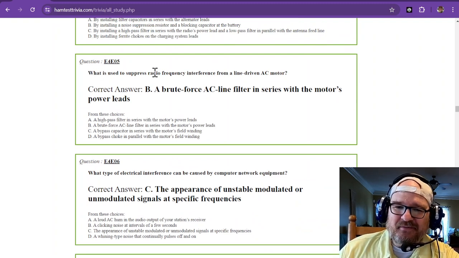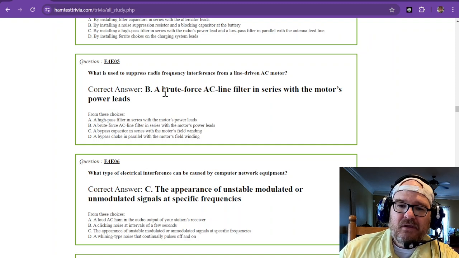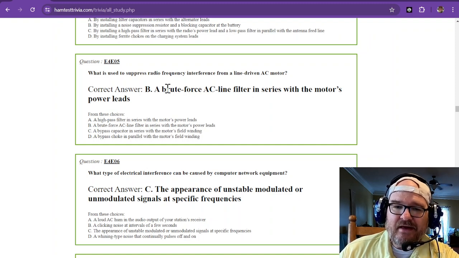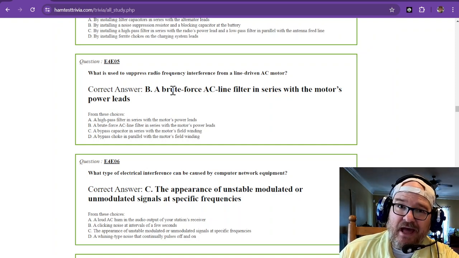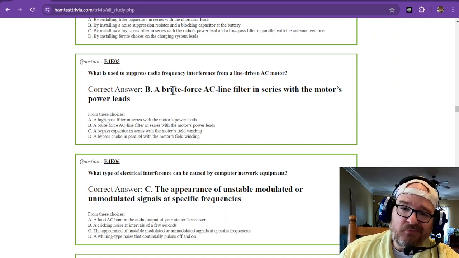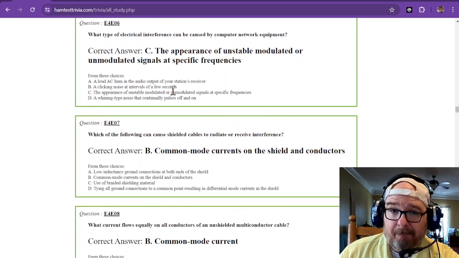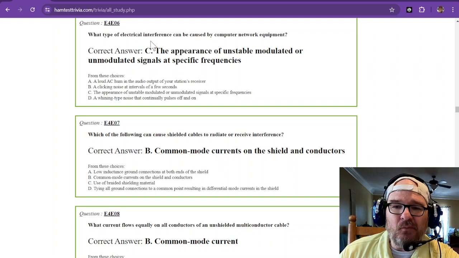What is used to suppress radio frequency interference, or RFI, from a line-driven AC motor? That is a brute force AC line filter in series with the motor's power leads. So that is something you're going to have to buy, a brute force AC line filter. If you got AC motors around your house, just don't cook and play radio at the same time. How about that?